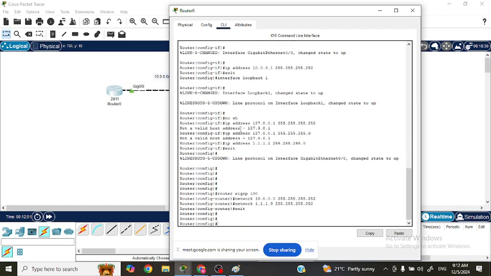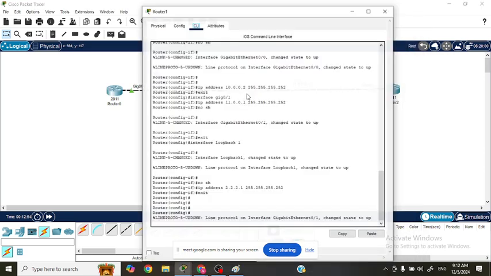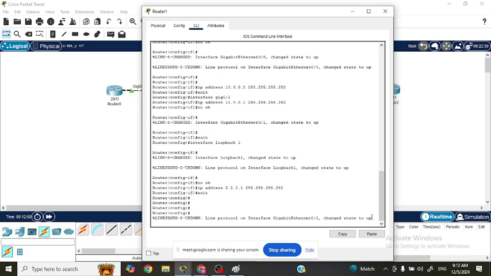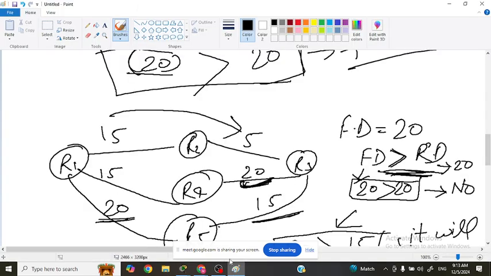Now I have configured EIGRP. And we have to run also one command: no auto-summary. No auto-summary is not mandatory. Why do we use it? If we do not want summarization. What does summarization mean? Let me discuss it. You have asked a good question.